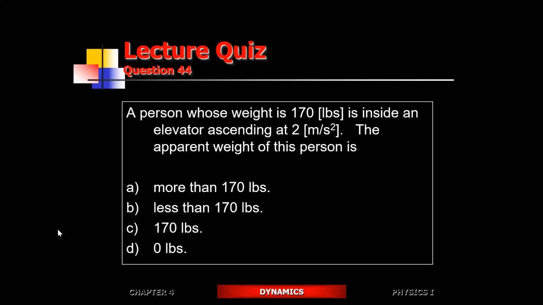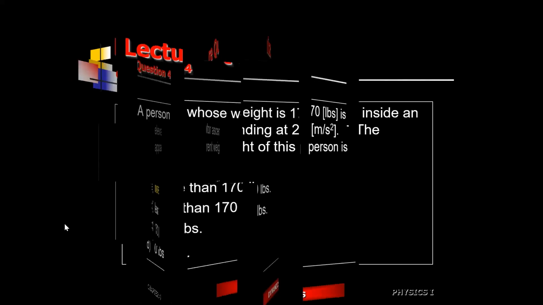All right, I see A again. Okay, very good. So the person weighs 170 pounds. The elevator is ascending, which means that it's going up. You know it's accelerating because it's got the units of acceleration. So acceleration is up, which means that you will weigh more, right? Very good. Give yourself 5 points.